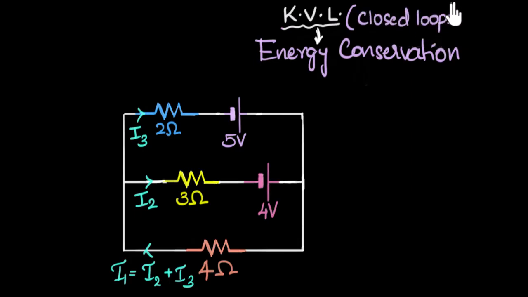So what does it say? Let me first tell you what it says and then I'll clarify what it means. It says that if you go around any closed loop, like for example, in this circuit, you can find one closed loop over here, another closed loop over here, and a third closed loop over here. KVL says if you go around any closed loop, then the sum of all the changes in voltage has to equal 0. This has to be true for any loop.